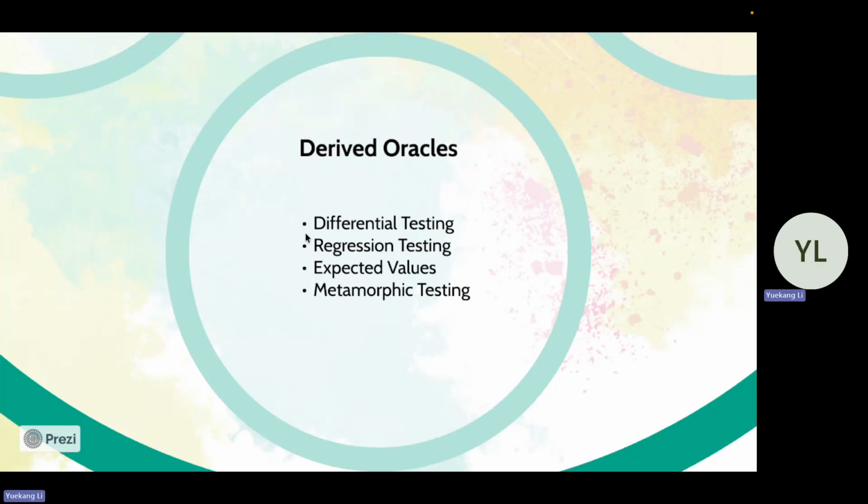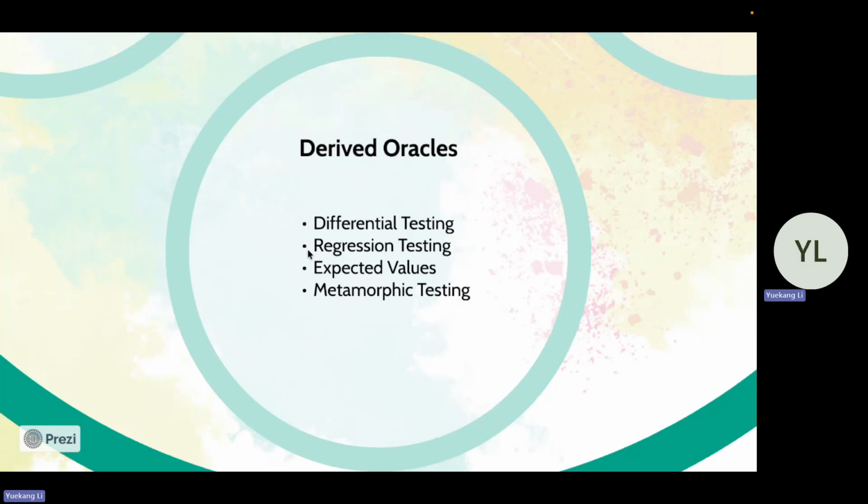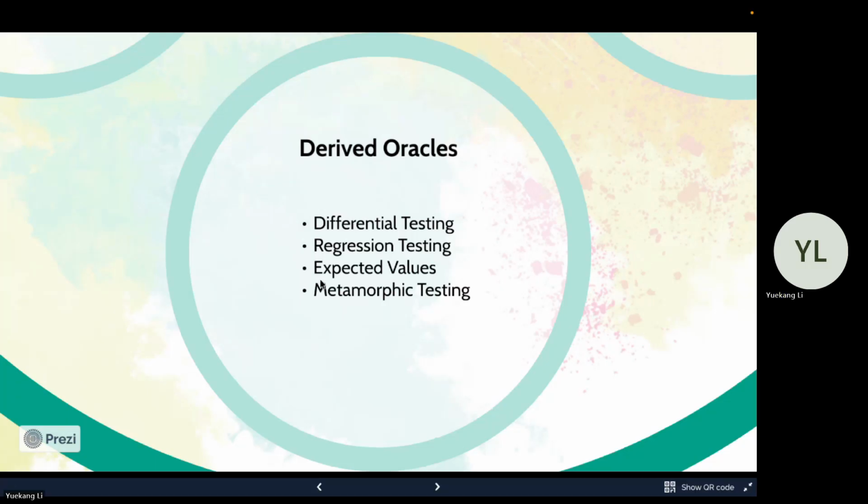Regression testing is to keep a regression test suite to make sure that the introduction of new features doesn't affect the other existing components. Normally you can consider regression testing as differential testing among a newer version of the software and an older version of the software. So this is regression testing. And of course, we can also derive some expected values automatically.